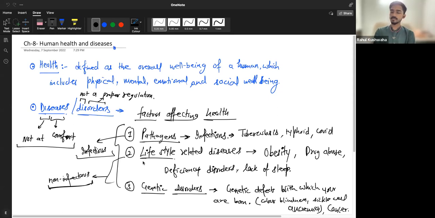Now, as we have already studied in chapter 5 and 6, you know what are genetic disorders. Basically, they can be inherited, right? They happen due to genetic defect. Humans are normally born with genetic disorders because it's the perturbation at the level of genes. For example, we have studied in the 6th chapter, the molecular basis of inheritance, that there are genetic disorders like color blindness, sickle cell anemia, etc.